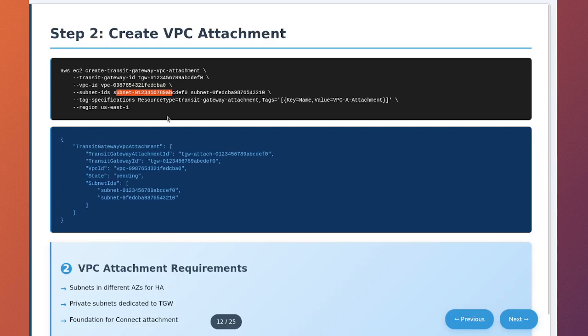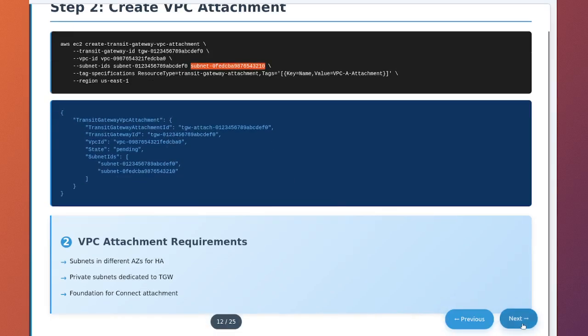The subnet selection affects which AZs your Connect attachment will use. Make sure your route tables are configured to send traffic destined for on-premises networks toward the transit gateway attachment.